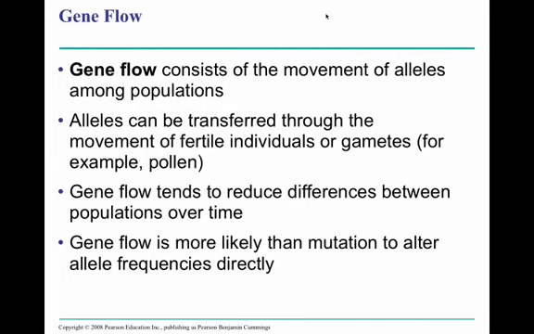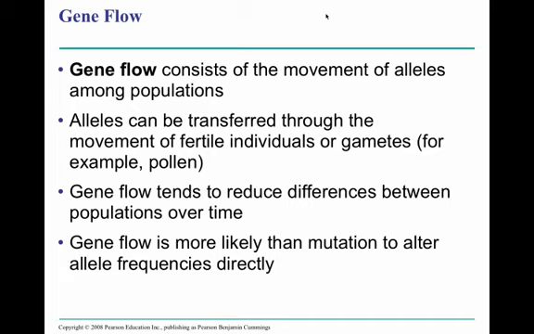Okay then, so on to something else that changes the number of alleles in a population, and that's gene flow. Gene flow consists of the movement of alleles among populations. Now, alleles can get transferred through either the movement of fertile individuals or just the gametes, such as pollen. Many plants have pollen that's moved about by the wind, and so the individuals themselves never actually meet. Gene flow tends to reduce differences between populations over time.